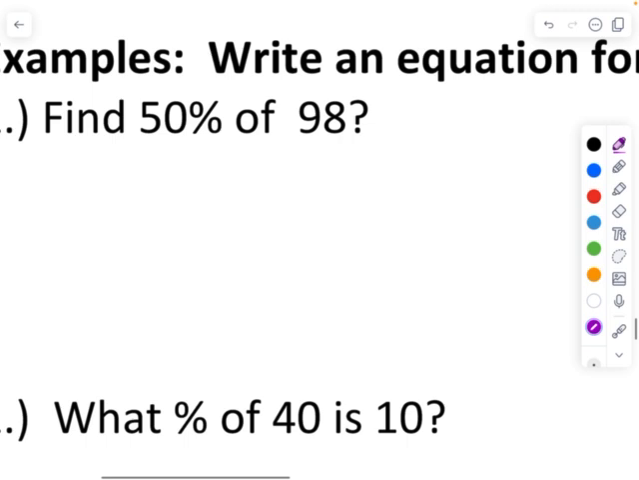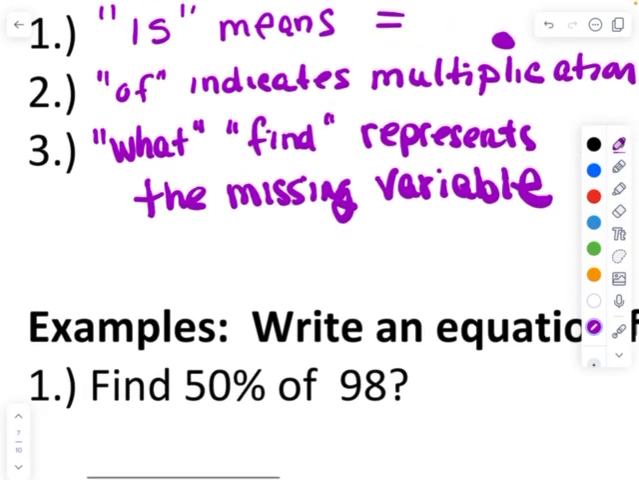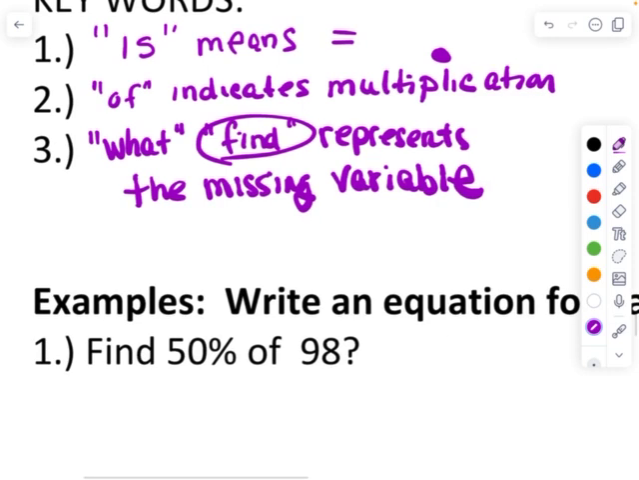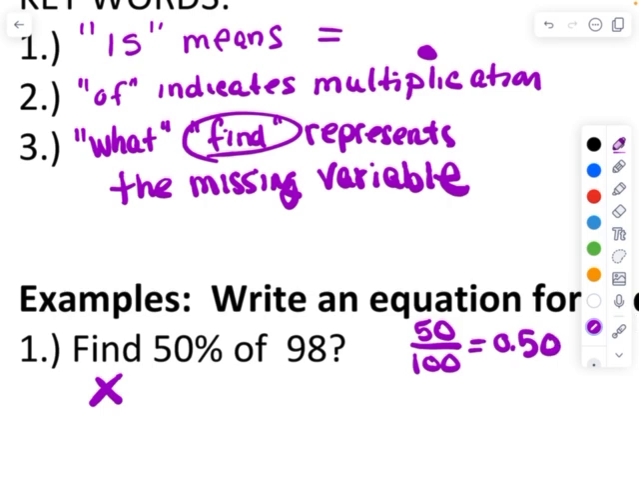All right, let's work with the first example. Find 50% of 98. Well, find is going to be our missing variable. Remember, find right up here. Find is going to be our x. 50% of 98. So 50%, we need to turn that to a decimal. So let's do 50 divided by 100. And we should have 0.5 or 0.50. Either mean the same thing.